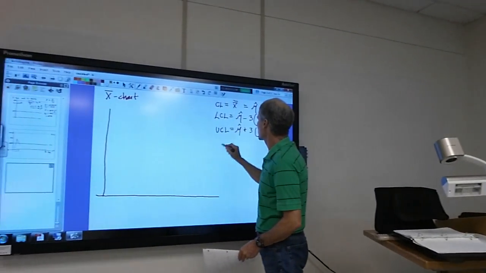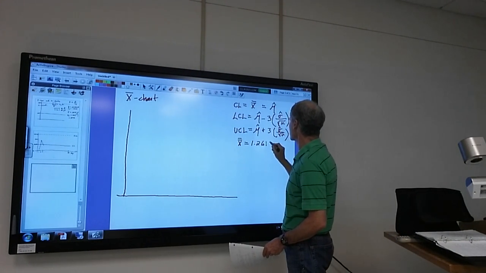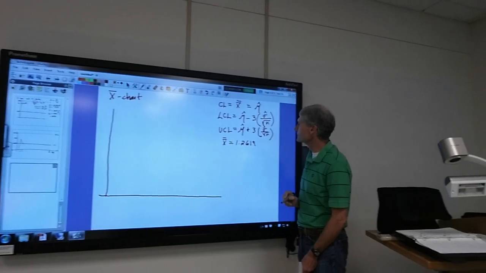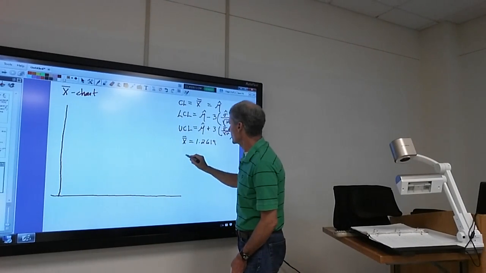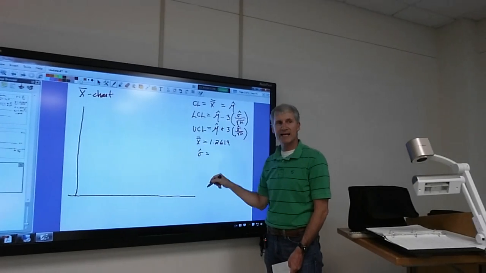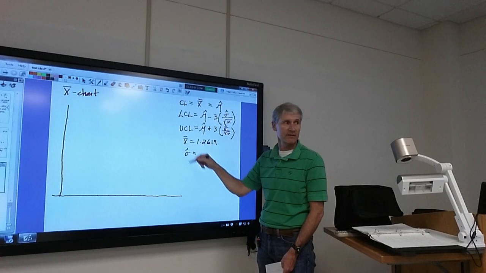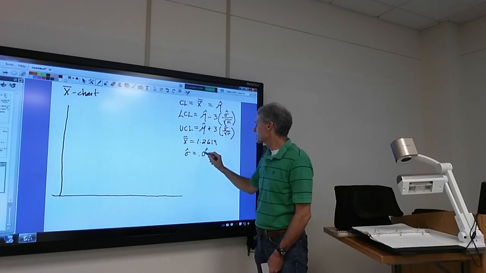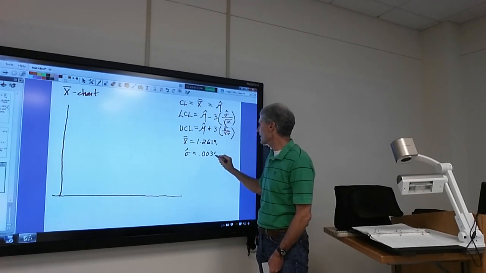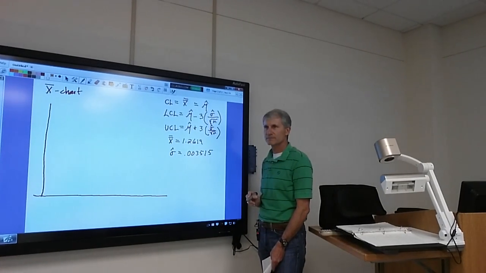So we write that here. X bar bar is 1.2619. And then remind me what sigma hat was. We took S bar, we divided by C4 to get this sigma hat. We did it on 0.03515. Right?